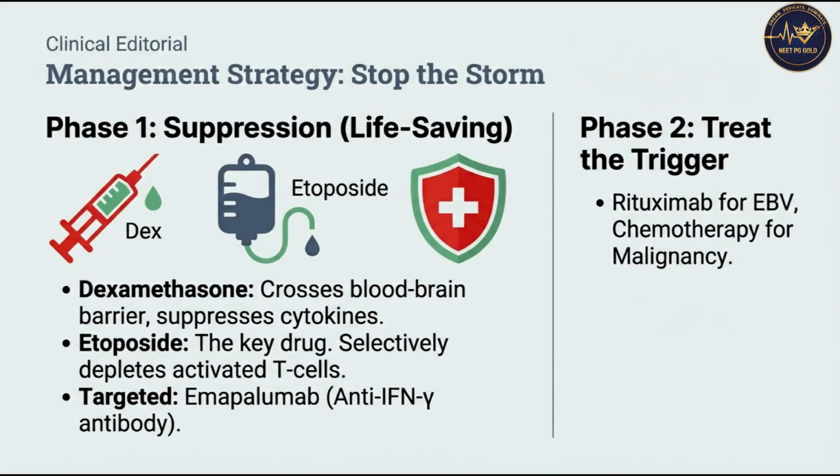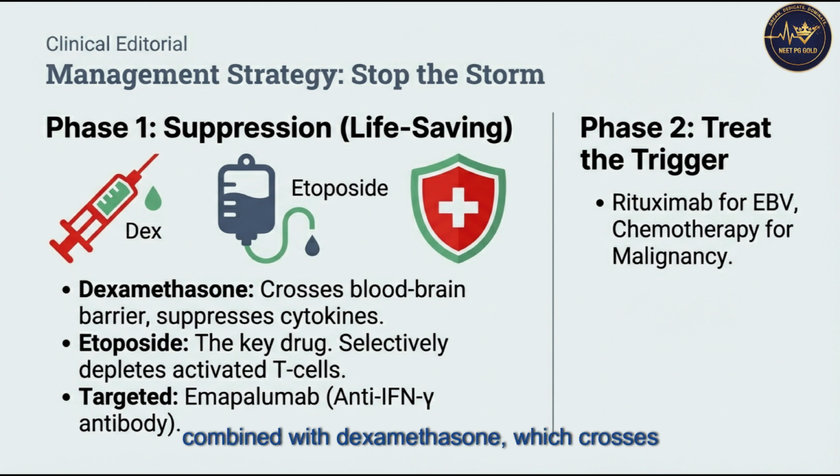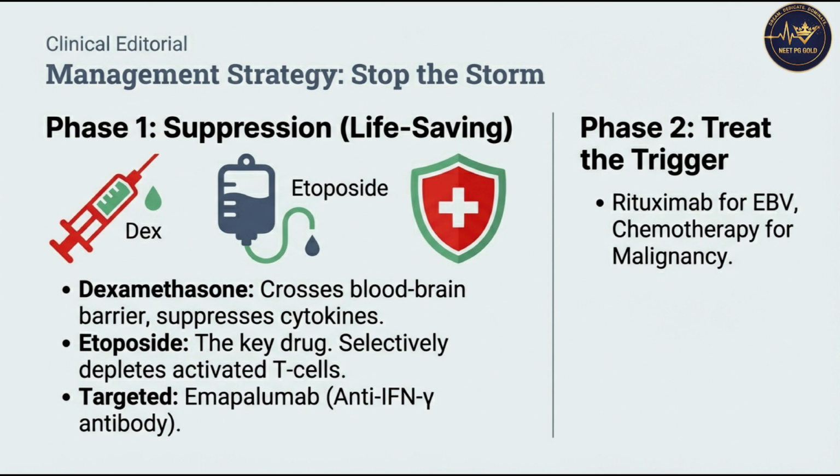Management strategy. Treating HLH is a race against time. We have two phases. Phase 1 is suppression. We have to stop the storm. The key drug is etoposide, which selectively depletes activated T cells, combined with dexamethasone, which crosses the blood-brain barrier. We can also use targeted therapy like emapalumab, an anti-interferon gamma antibody.